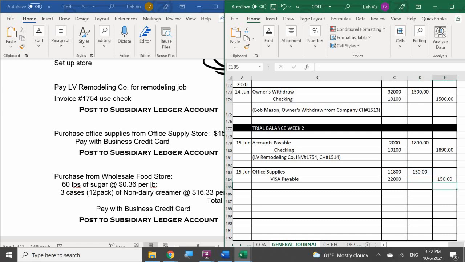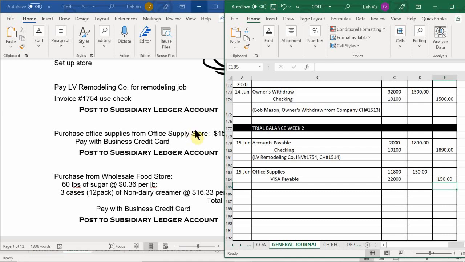Okay. 150. That was the 15th, 615. So office supply store. Good, that's the name. And pay with credit. Okay, that's all. You have to put something else? Nope, that's it. Supply store.